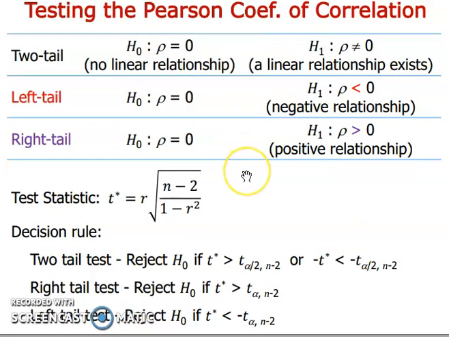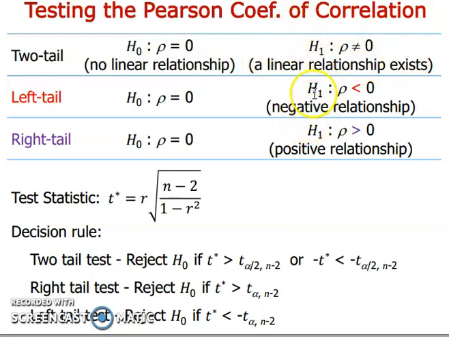Once we have r, the coefficient of correlation, we can use hypothesis testing to test whether there exists a linear relationship or no linear relationship between the two variables. Here we state the population parameter, using the symbol rho. H0: rho equals 0, and H1: rho not equal to 0. When rho equals 0, it means there is no linear relationship. When rho is not equal to 0, it means a linear relationship exists.